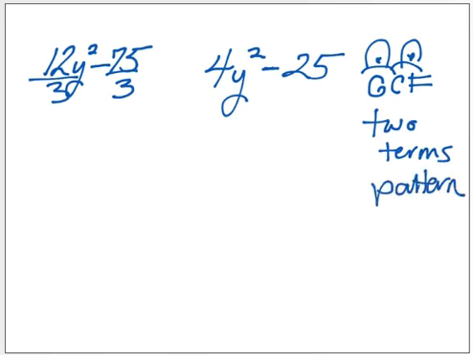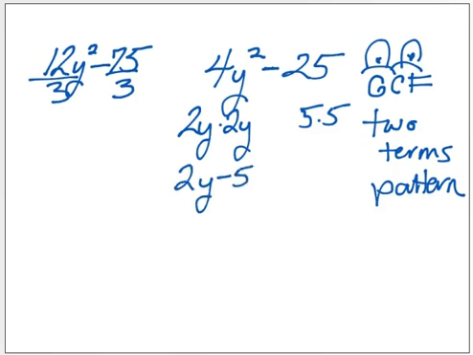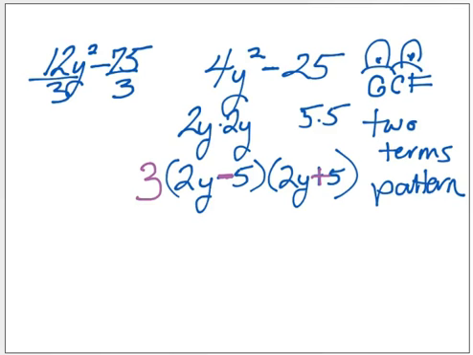The pattern might be squares. So would you agree this is 2y times 2y? Is this 5 times 5? If that's true, then our factors are 2y minus 5 and 2y plus 5, because the negative and the positive are what make the middle term disappear. And of course we need to make sure we put in our factor that we took out at the very beginning of 3.